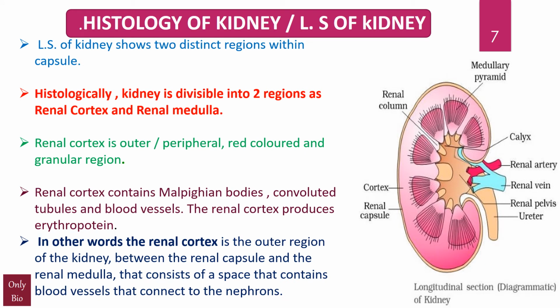In other words, the renal cortex is the outer region of the kidney between the renal capsule and the renal medulla that consists of a space that contains the blood vessels that connect to the nephrons. The blood vessels obviously are expected to be connected to the nephrons because unless the nephrons are supplied with blood, how would they filter out the blood, right? Because their job is the filtration process, which is ultimately going to separate out the nitrogenous waste that are present inside the blood.